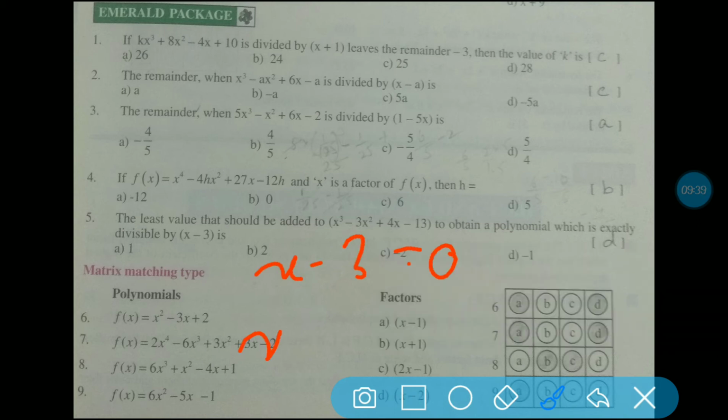x minus 3, if we have to equate it to 0, minus 3 goes to RHS, it becomes plus 3. So x value is 3. Now wherever you find x in this polynomial, you will substitute 3 there. Then 3 cube minus 3 into 3 square plus 4 into 3 minus 13. Then you will find the remainder like that, right?